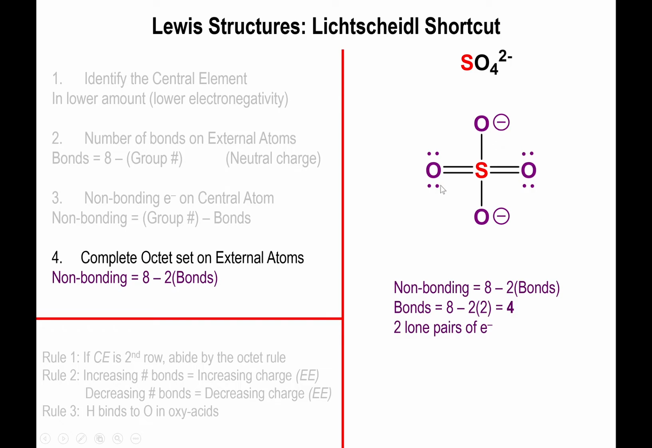For singly bonded oxygen, we only have 2 electrons currently on each one of those oxygens. So we're missing 6, and we basically draw the 6 missing electrons as 3 sets of lone pairs. And the moment you've done this, you have arrived at your final Lewis structure, the Lewis structure for sulfate.